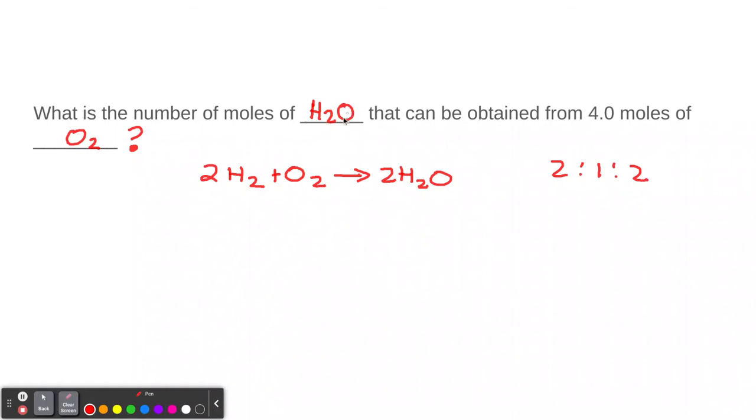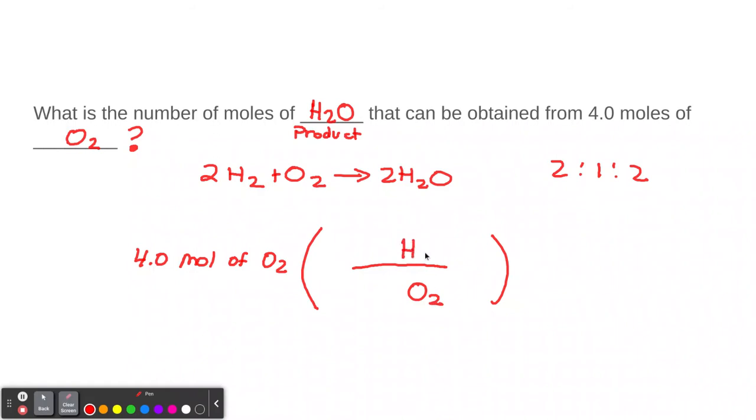So what is the number of moles of H2O, which is the product? Remember, this is the product that can be obtained from 4.0 moles of O2. So we want to have 4.0 mole of O2, and we're going to times it by the mole ratio. And we want O2 on the bottom and H2O on top. So if you go back to the ratios, you'll be able to solve this. We'll have our equal sign. What do you think? Well, we know the ratios are here, 2, 1, 2. So we're going to have 2 mole H2O and 1 mole O2. And we put O2 on the bottom because we want to find H2O.